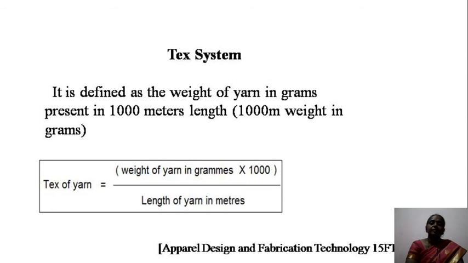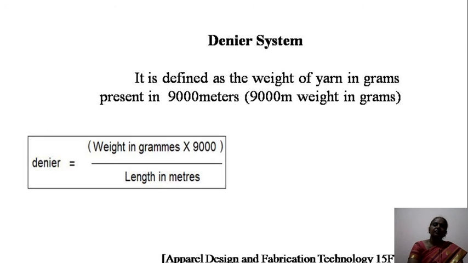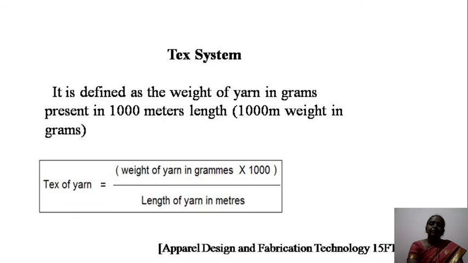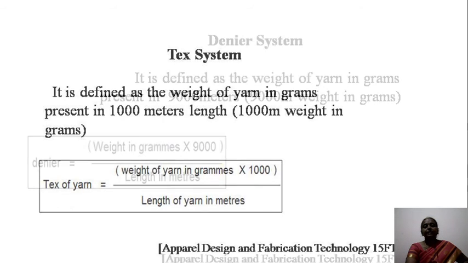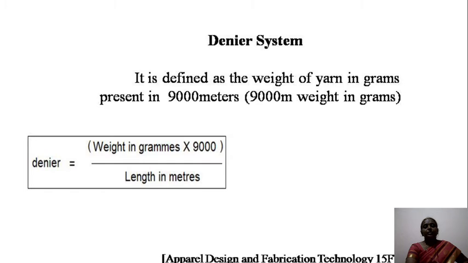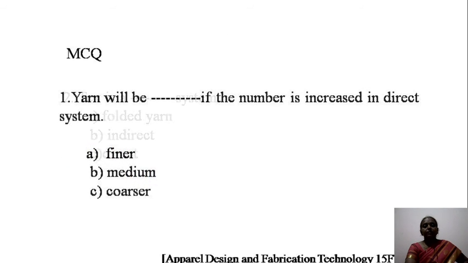We already discussed the tex system, weight of yarn in grams into 1000 divided by length of yarn in meters. So you have to remember this formula: weight in grams into 1000 is used for the tex system and 9000 is for the linear system. These are the two systems used in the direct system of finding the yarn count. So remember these two formulas.